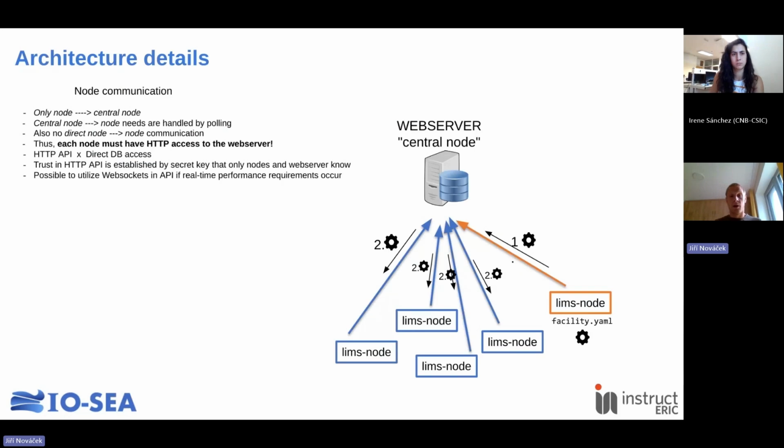A bit of detail on how this works and what the requirements are. The only requirement from the network perspective is that each of the nodes, which we call lymph nodes, needs to have HTTP access to the web server, to the orchestrator, and the communication is only one way, from the node to the server. The individual nodes are then handled by polling.